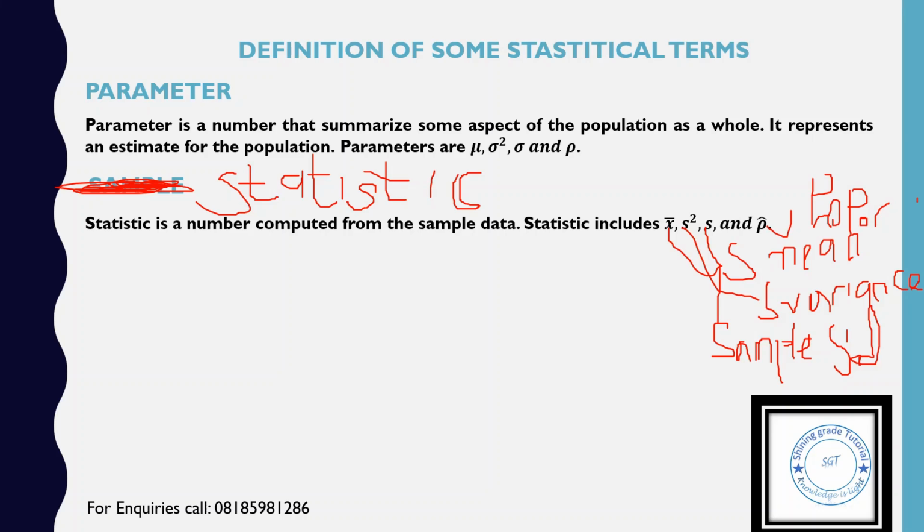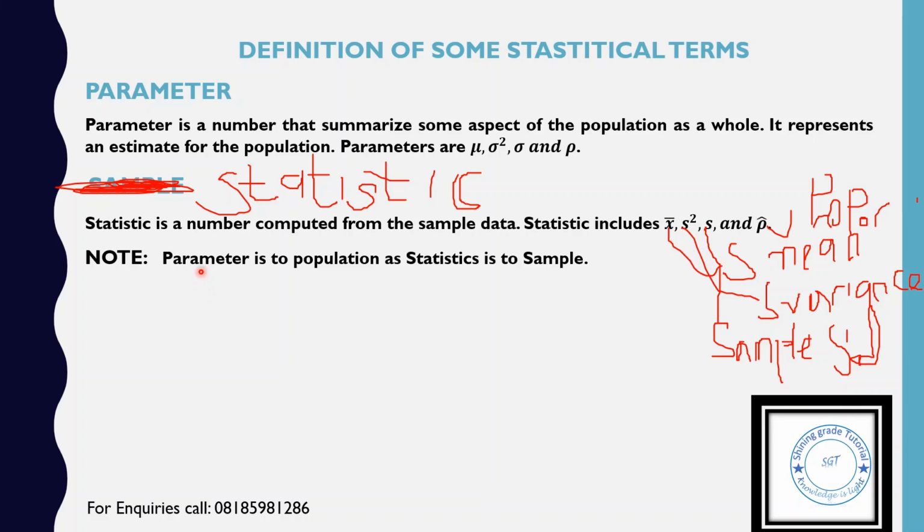This represents the variance of the population. This represents the variance of the sample. This is the standard deviation of the population, the standard deviation of the sample, the population proportion, the sample proportion. So they represent the estimates.